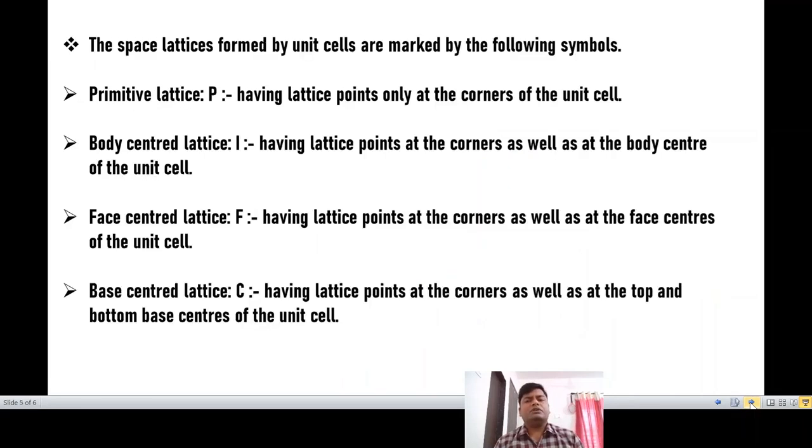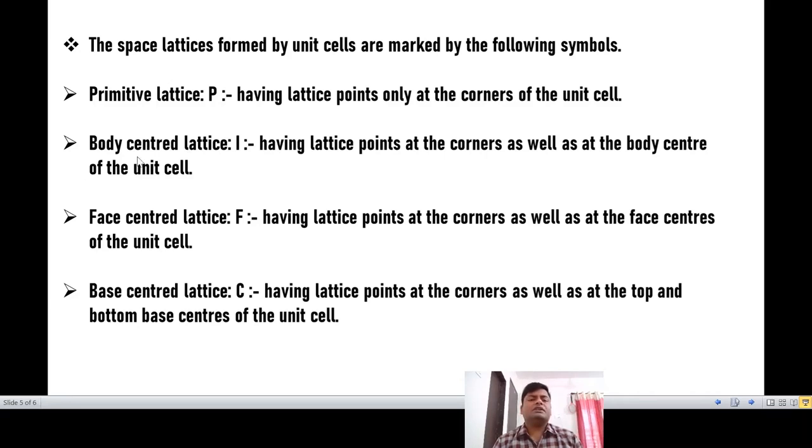Now before going into the detail of the Bravais lattices, we have to note down some symbols that are generally used to represent the unit cell within these different types of Bravais lattices. So the first one is a primitive lattice, which is symbolized by the letter P, and this primitive lattice has points only at the corners of the unit cell. So if the lattice has points only at the corners, then it will be a primitive lattice, and others are non-primitive lattices, because for non-primitive lattices the points will be at the corners as well as apart from the corners.